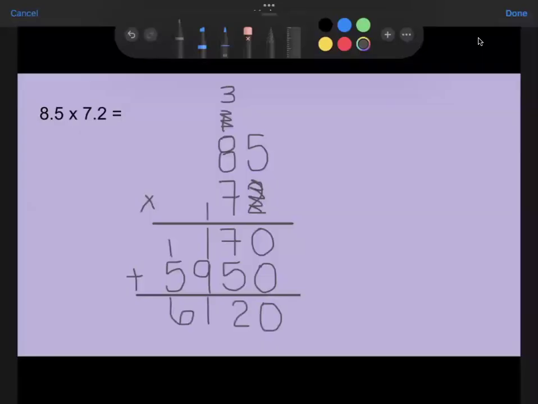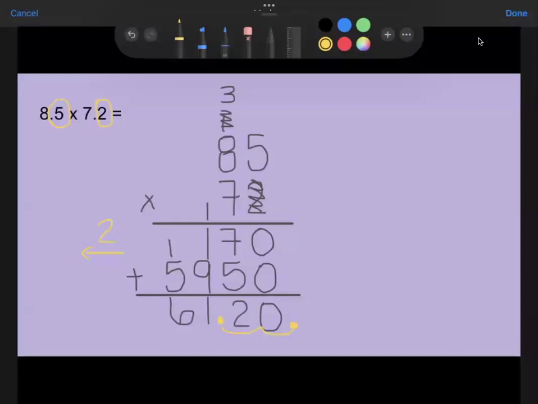Now here comes part 2, where we're dealing with the decimals. I'm going to put a decimal right here at the end of my answer. Then I'm going to move my decimal to the left the same number of spaces as I had decimals in the original problem. In the original problem, it was 8.5 and 7.2. That means I had two digits in decimal place values, so I need to move the decimal to the left 2 places. I'm going to place it right there.